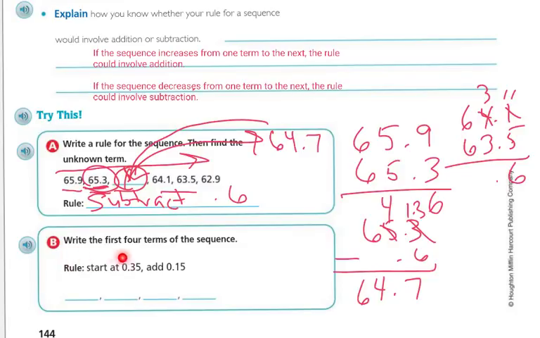The next one says, write the first 4 terms of this sequence. So the rule says start at 35 hundredths and add 15 hundredths. So it's kind of like the charts that we were doing in the morning for math for today. So if I'm starting at 0.35, and each time I'm adding 0.15, right? Well, 35 plus 10 is 45, plus 5 more is going to be 50. So I'm going to write 0.50. Adding another 15, 0.65. And then adding another 15, it's going to be 0.80.